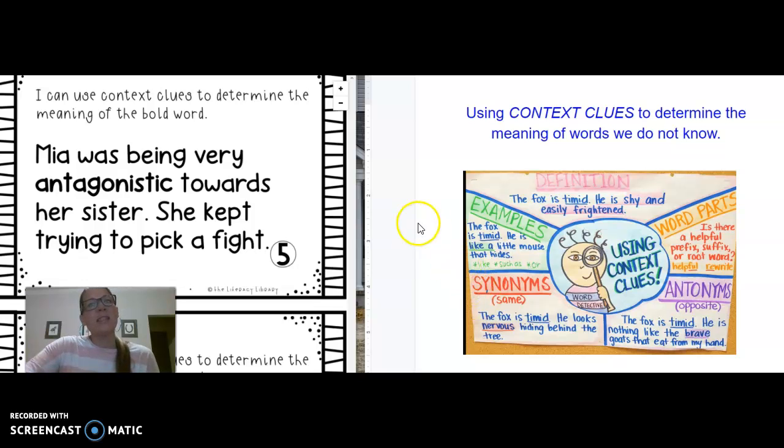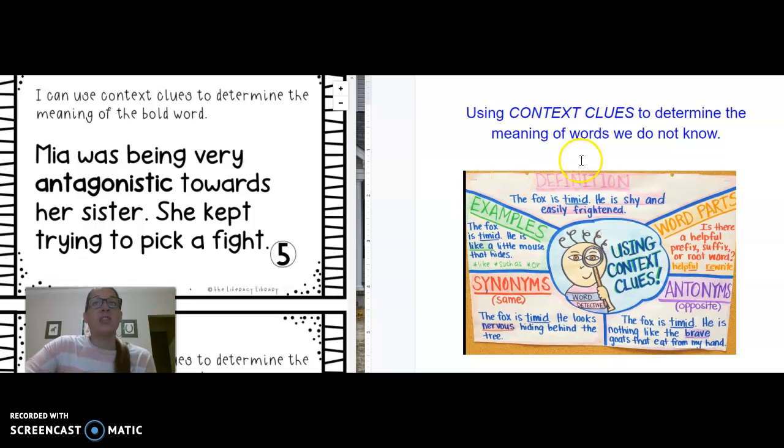And then the last one, examples. When the author gives you a word and then gives you an example of what that word might mean. So the fox is timid. He is like a mouse that hides. So if you hear the word like, such as, or even sometimes they'll say for example, you know that what's coming next is a good idea of what you're looking for.